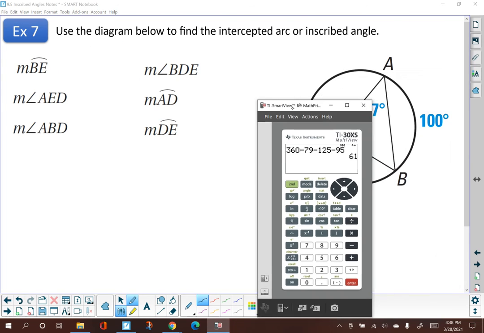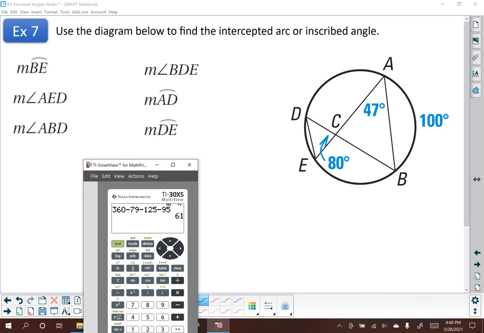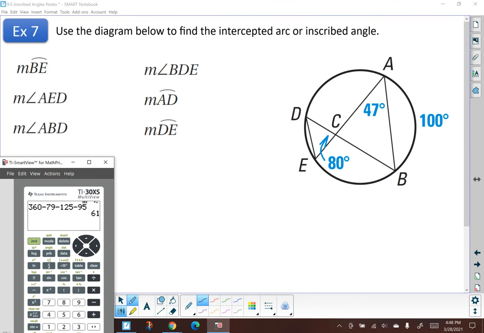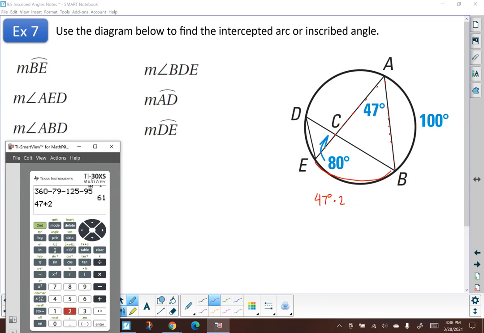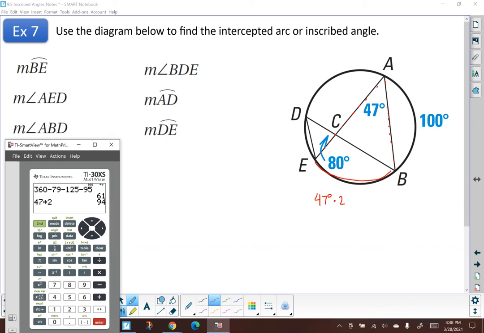Okay, we have one last example. We have a circle here. We're given a few of its angles and arcs, and we have some things we're trying to figure out. The first thing it asks us for is BE. That's this arc down here. Well, if you notice, it's being intercepted by this angle. So BE is just going to be 47 times 2, which is 94 degrees.